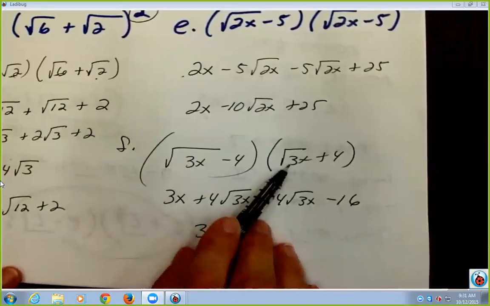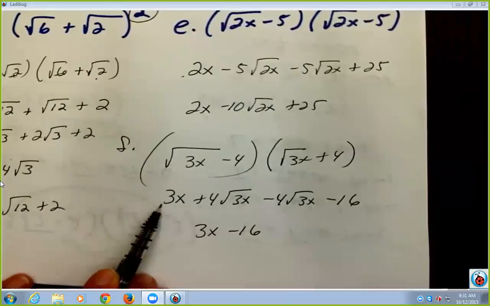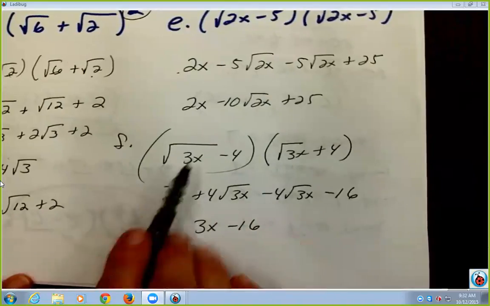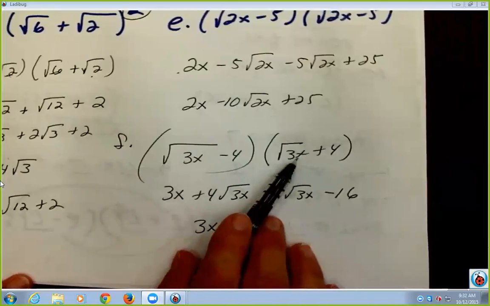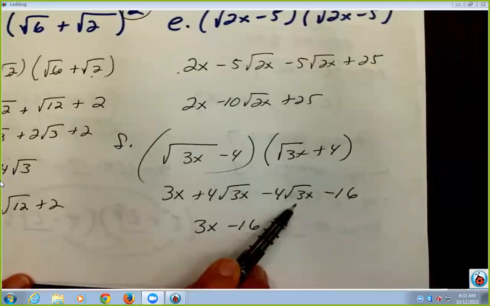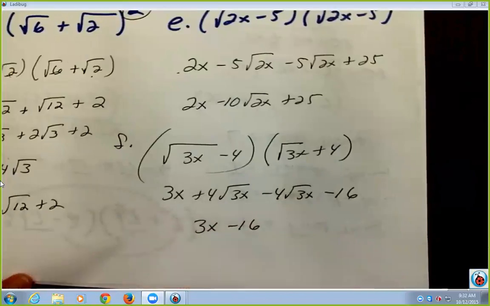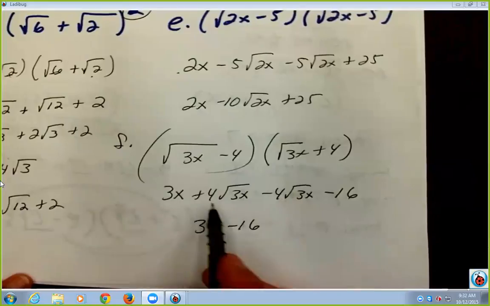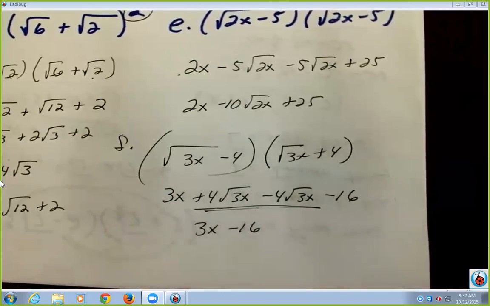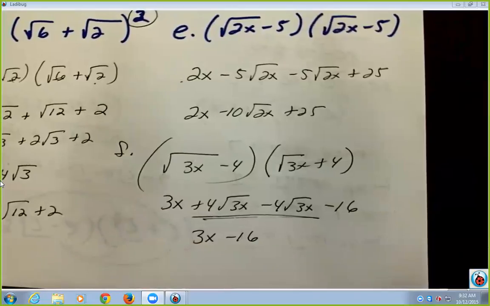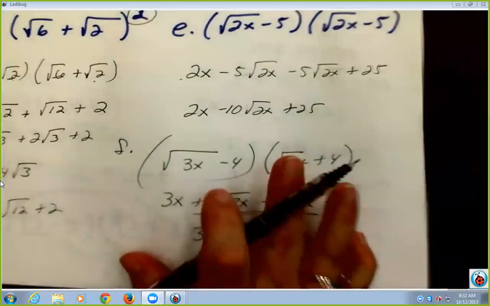Square root of 3x times square root of 3x is plain 3x, because we can drop it because the indexes are the same. Times 4 is 4 square root of 3x. Negative 4 times the square root of 3x. And finally, a negative 4 times a positive 4 is a negative 16. Middle terms cancel each other out, so they're no longer there. So we got rid of all the radicals. We're going to use this type of a thing in 9.4c to get rid of denominators, but that's not today. That's next time.